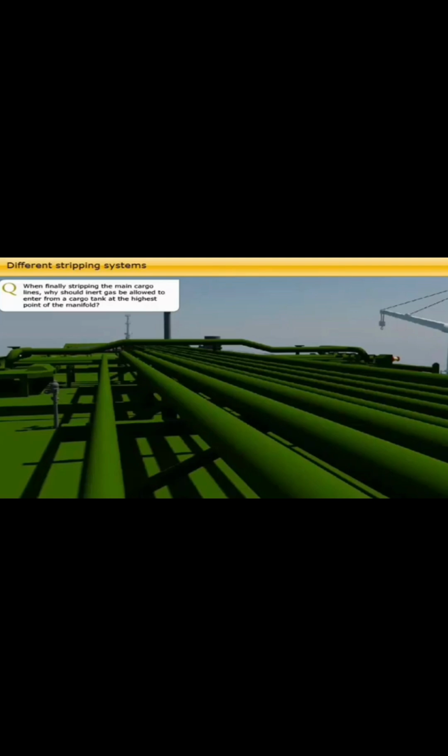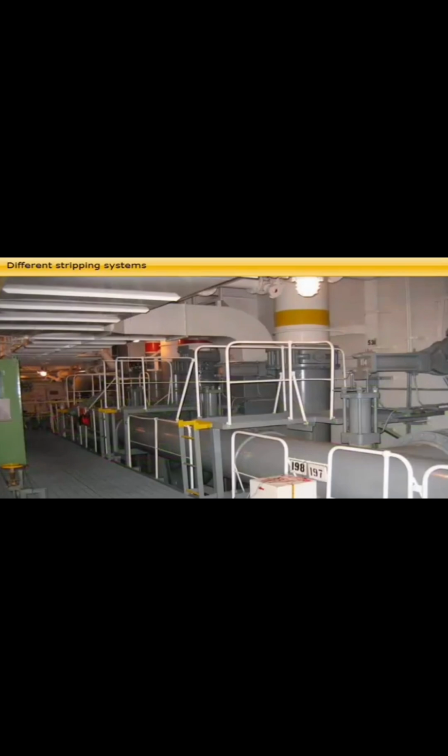When finally stripping the main cargo lines, why should inert gas be allowed to enter from a cargo tank at the highest point of the manifold? When the slop tanks are empty, the bulk discharge is completed and the manifold valves are to be closed.